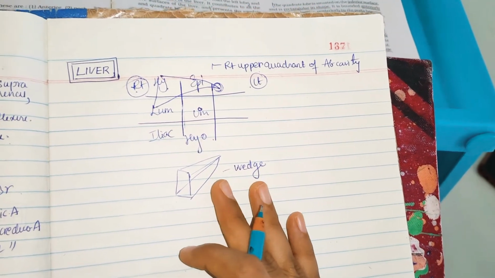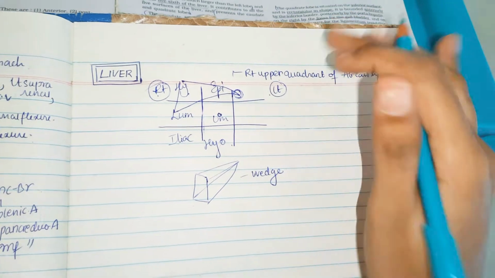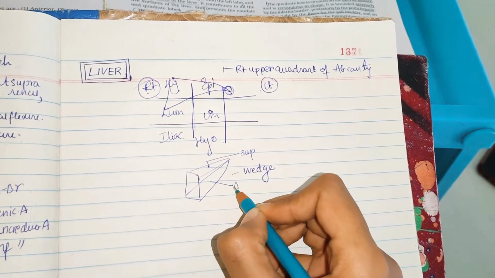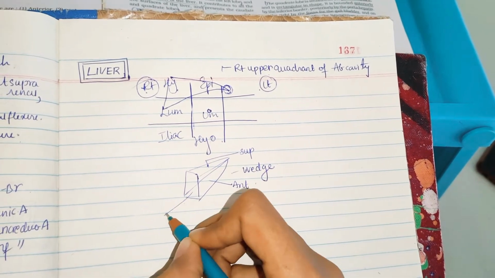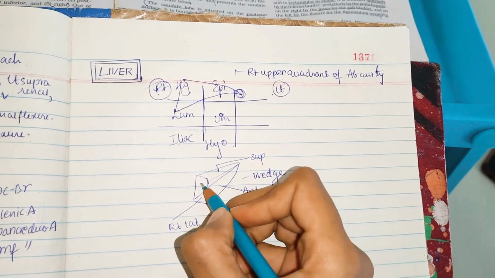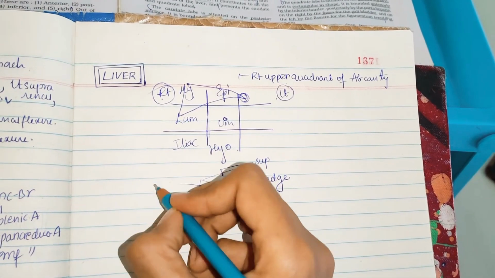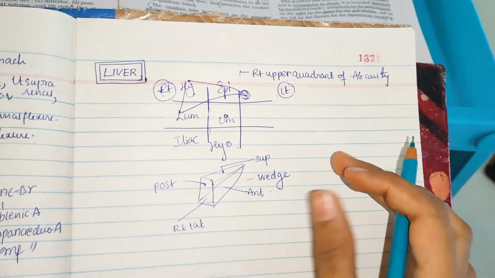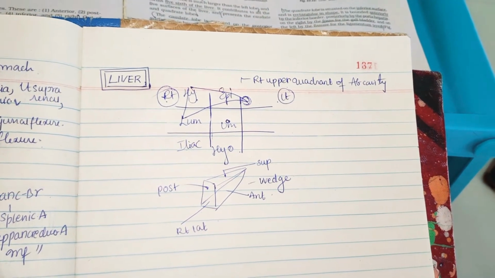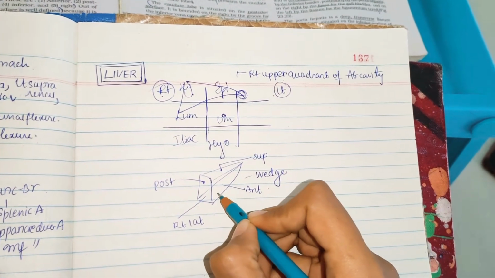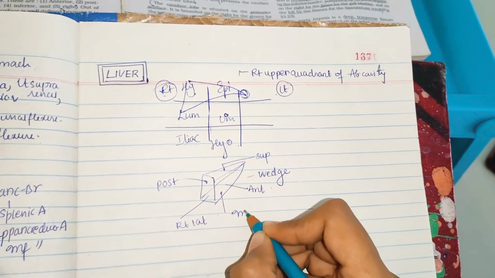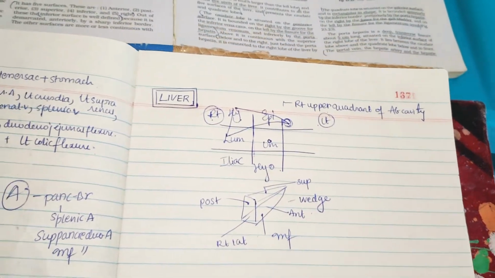The liver mainly has 5 surfaces. So what are those 5 surfaces? As you can see in this diagram, this is the superior surface, this is the anterior surface, this is the right lateral surface, and on the back side, which you can see here, this is the posterior surface. So these are 1, 2, 3, 4, and another one is the inferior surface. This side is anterior, and the inferior is the lower one, right? So this is the inferior surface. Like this we have 5 surfaces in the liver.